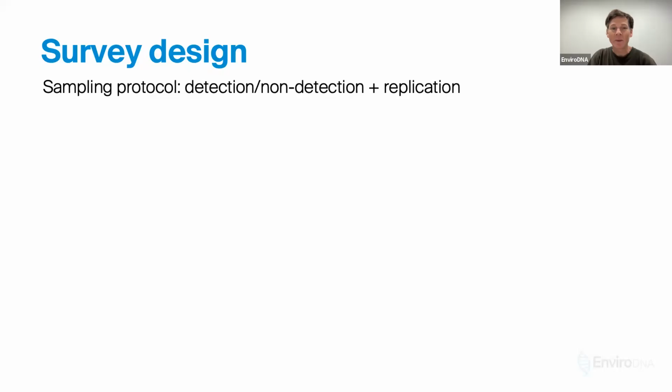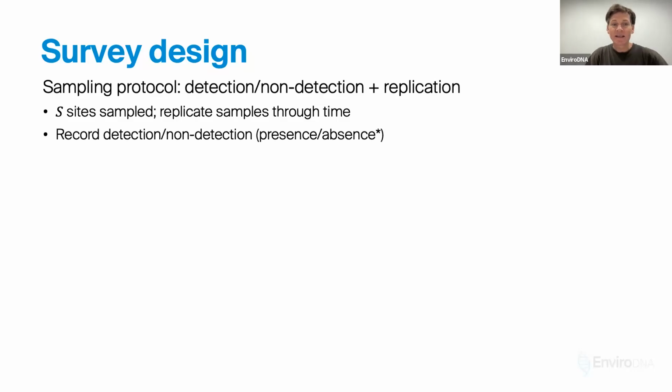You'll think about the level of replication that you can achieve, and you will design a monitoring plan or a snapshot plan, a detection plan. So you will come up with a number of sites. You will ideally sample through time, or you may have spatial replicates, and you will run them through your assay and record detection or non-detection, which, as I said, is often called presence-absence.